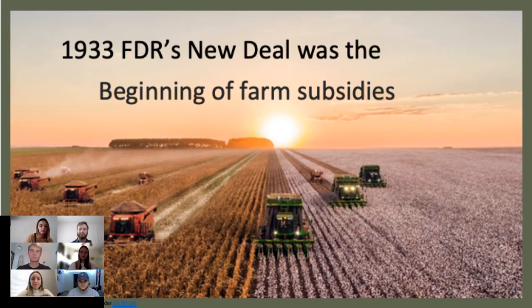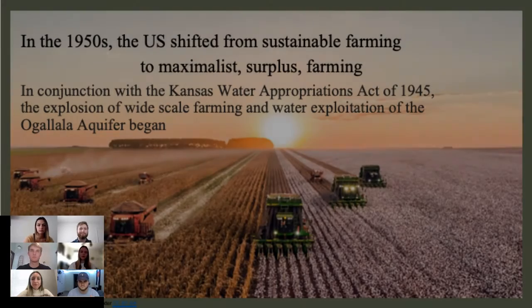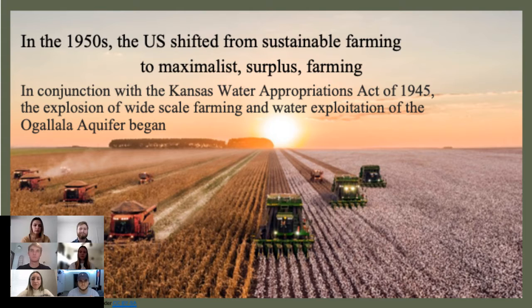However, it was not until the 1950s under Agricultural Commissioner Earl Butz that the mindset of U.S. agriculture changed by shifting from a sustainable grow-what-you-need philosophy to a maximalist perspective, encouraging extreme crop surplus. This further drove corporate interest and was institutionalized by focusing on commodity water-intensive crops. In conjunction with the Kansas Water Appropriations Act of 1945, the exploitation of the Ogallala region began due to the explosion of wide-scale farming.